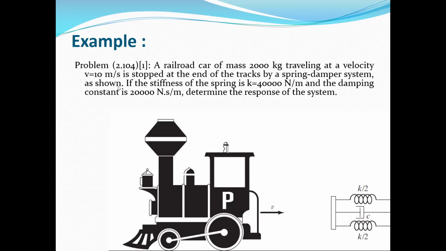If the stiffness of the spring is k equal to 40,000, or 40 kilonewtons per meter, and the damping constant is 20,000, or 20 kilonewton seconds per meter, determine the response of the system. So we have c, k, m. Easily we can write the equation of motion for this system, and you only need to solve an ODE of order 2 with the initial conditions that I mentioned.